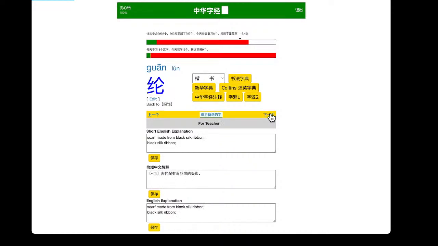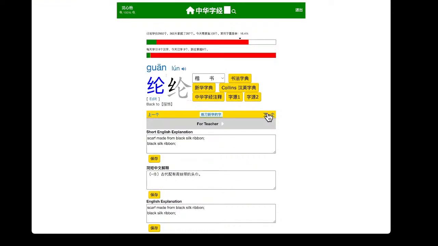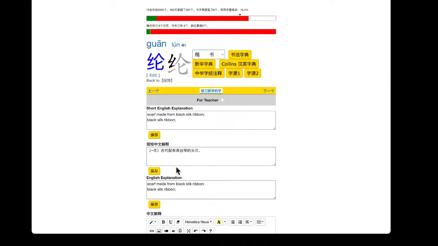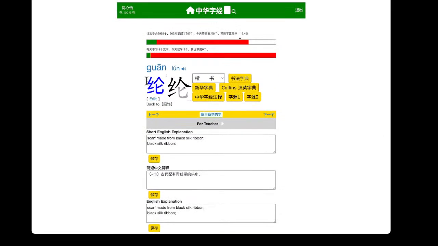Next one, 关. This one has two pronunciations. 关经. When you pronounce it as 关, it means the 头巾, a piece of cloth that you wrap on your head. So it's 关经.